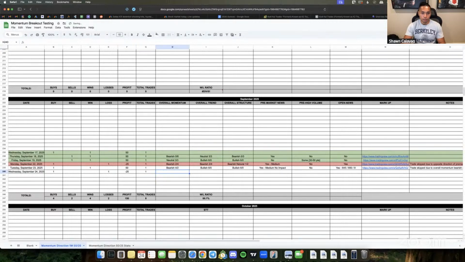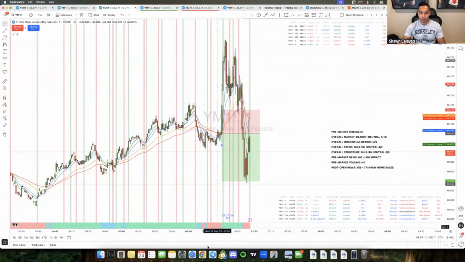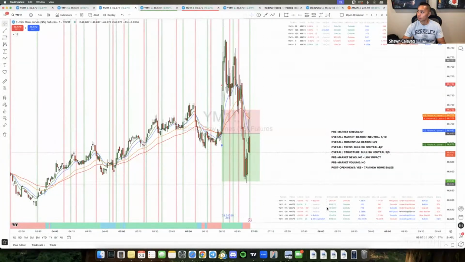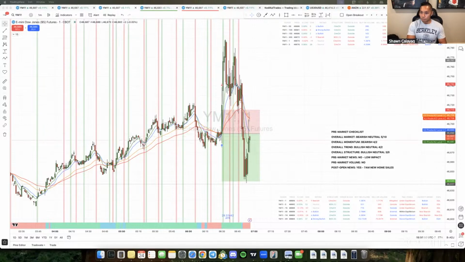In general, overall momentum was here. I'm gonna do this on a different window, and then I'll bring it back over so I can see it from here. Okay, so overall momentum was bearish. Overall trend was bullish. I'm just gonna put bullish. I don't need to put bullish neutral. I just want to have some sort of bias. I can't add neutral to it, or else it's not gonna make sense. Market news, no. Low impact.